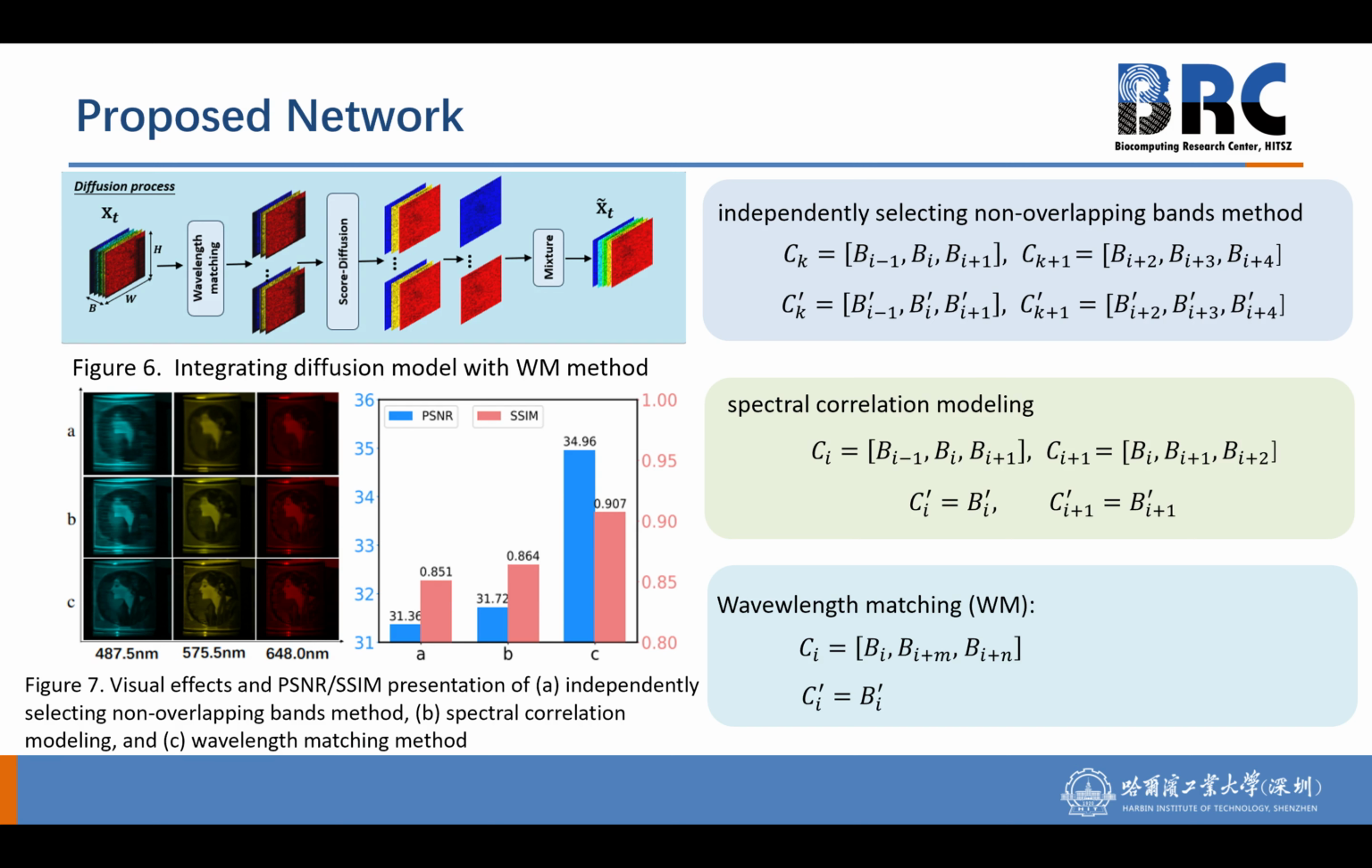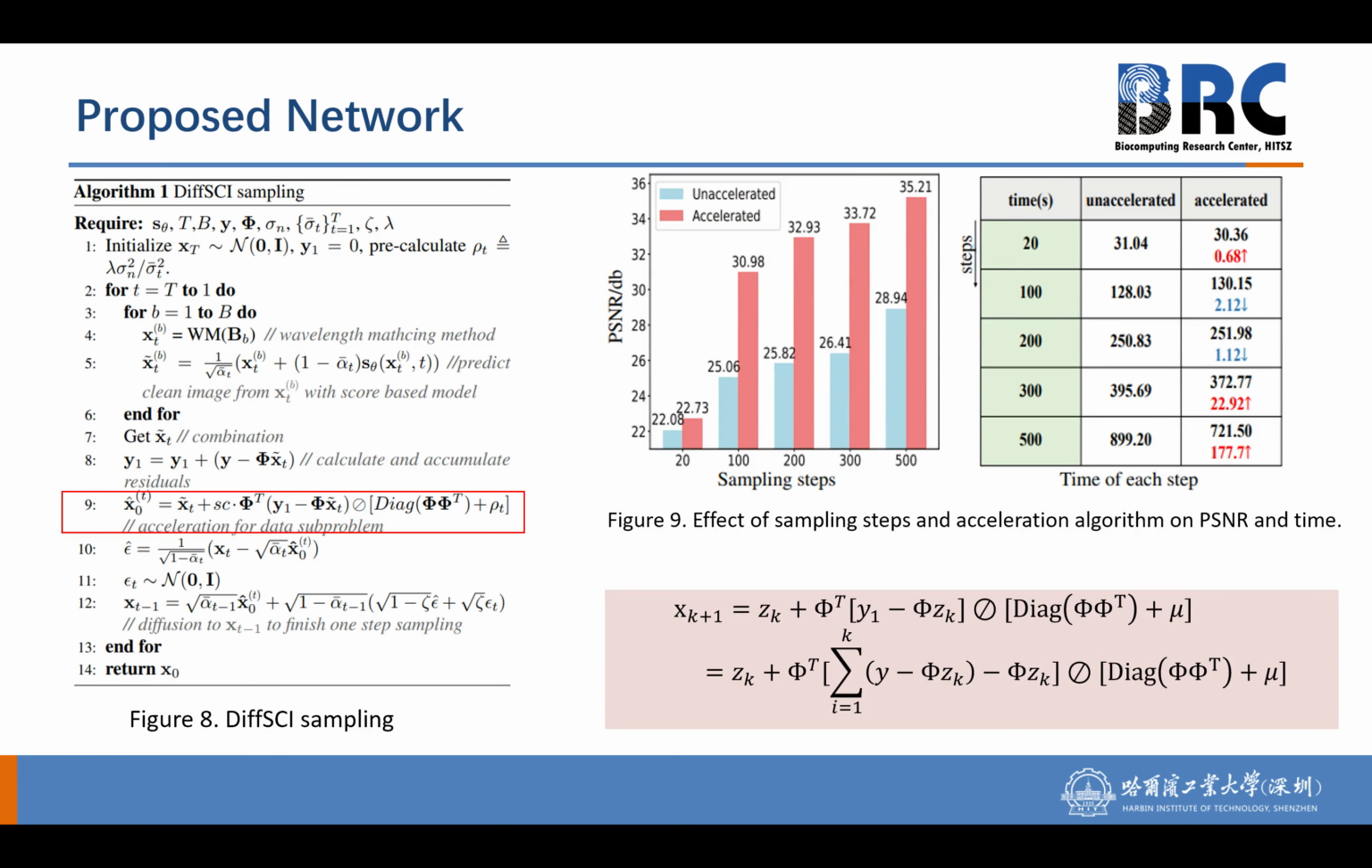However, due to the wavelength mismatch between the RGB image and the hyperspectral image, the reconstruction effect of the part far from the RGB wavelength is poor, while the reconstruction effect of the part close to the RGB wavelength is better. Therefore, we propose a wavelength matching algorithm to obtain the reconstructed image of the ith band. As shown in the lower left figure, the wavelength matching method brings a huge improvement in PSNR and SSIM.